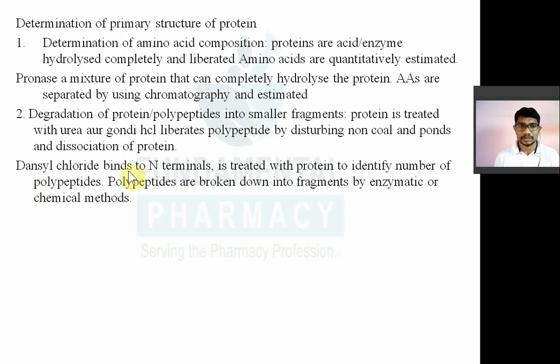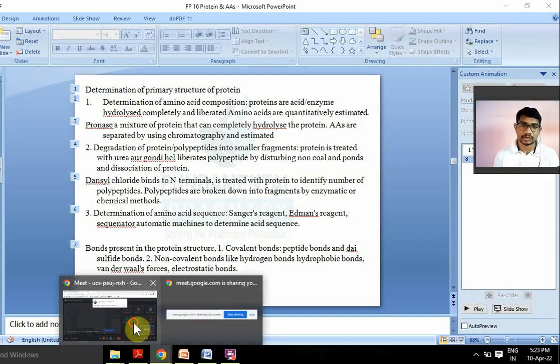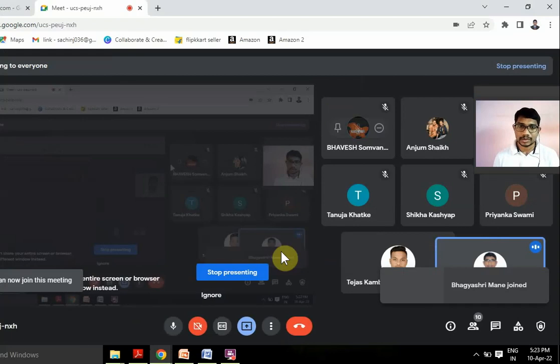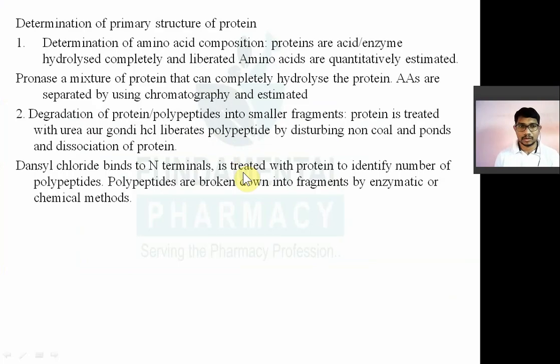Dansyl chloride is also one of the reagents that binds to the N terminus. So amino acid ka jo N terminus hota hai, C terminus. One peptide bond form ho gaya do amino acid ke beech mein. Ek amino acid ko N terminus rahega aur ek amino acid ko carboxy terminus rahega. So this dansyl chloride selectively binds with the N terminus. So you can determine the amino acid sequence. This reagent binds to the protein, which is treated with the dansyl chloride to identify the number of polypeptides.